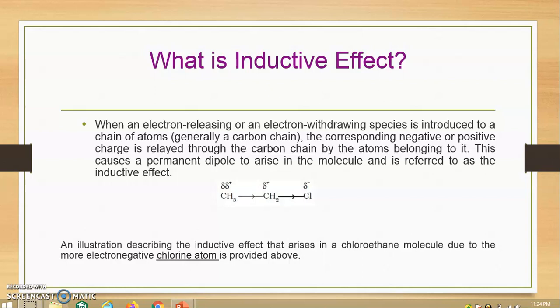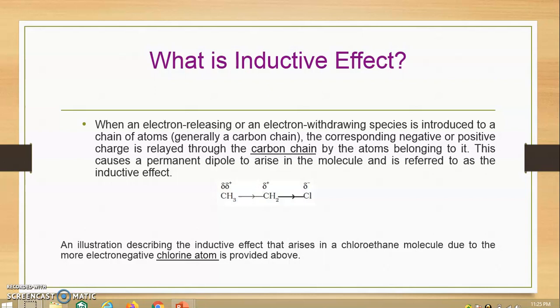All of you know about the electron displacement effect. The inductive effect is a type of electron displacement effect, as you have studied in the plus 2 syllabus. What is inductive effect? When an electron releasing or an electron withdrawing species is introduced to a chain of atoms, the corresponding negative or positive charge is relayed through the carbon atoms by the atoms belonging to it. This causes a permanent dipole to arise in the molecule and is referred to as inductive effect.